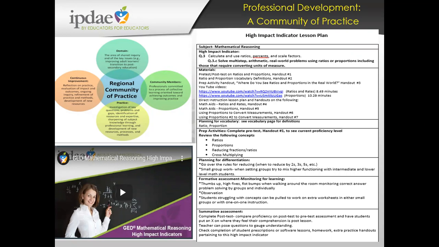Unlike some of our communities of practice, since we asked for deliverables that could be shared with all our teachers and published on IPDAE, we did include a stipend in addition to continuing education credits for participation in that community of practice. Most of our community of practices do not come with a stipend, but this one did because we were asking for things that could be shared and posted in other places.